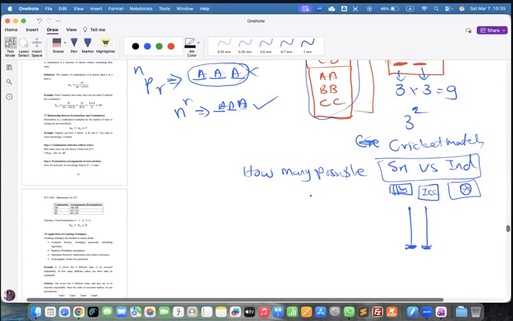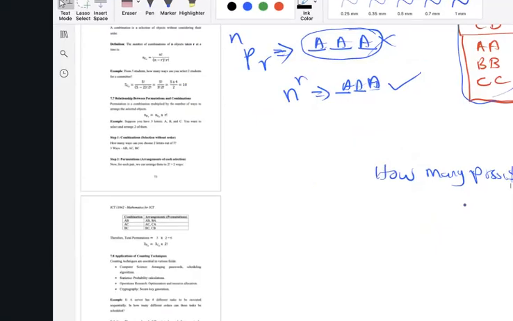I am not telling whether it's a permutation question or combination question, whether we are using it with repetition or without repetition. I'm not telling anything. I'm asking a question. You need to think about the scenario and you can take some decisions.